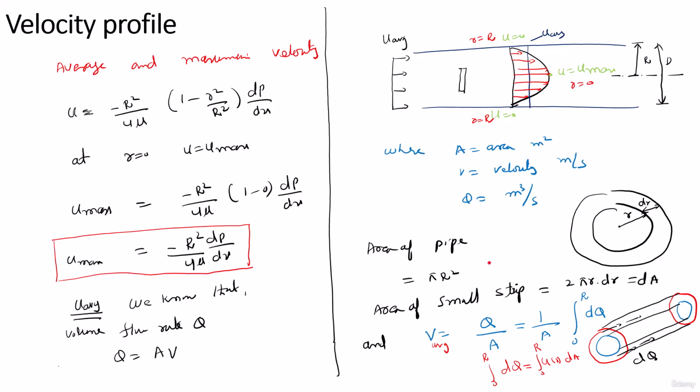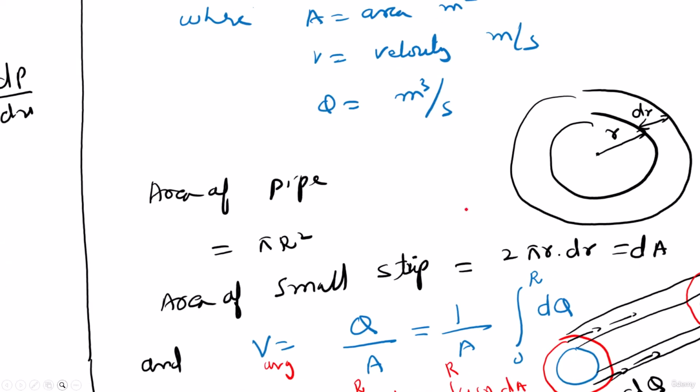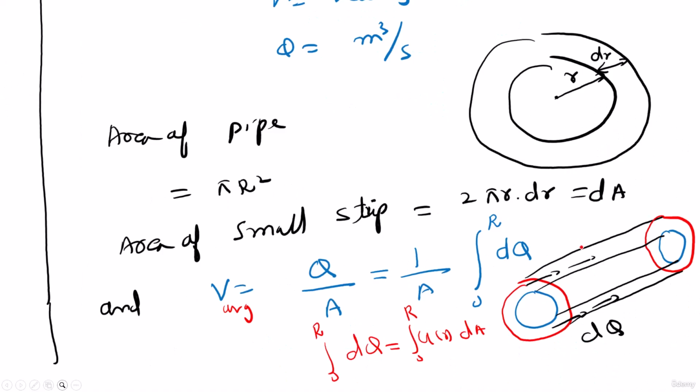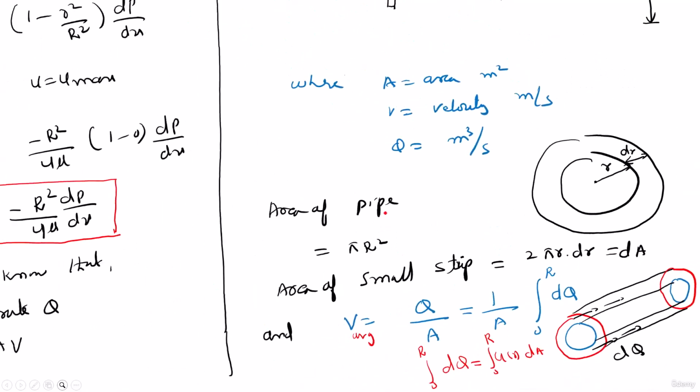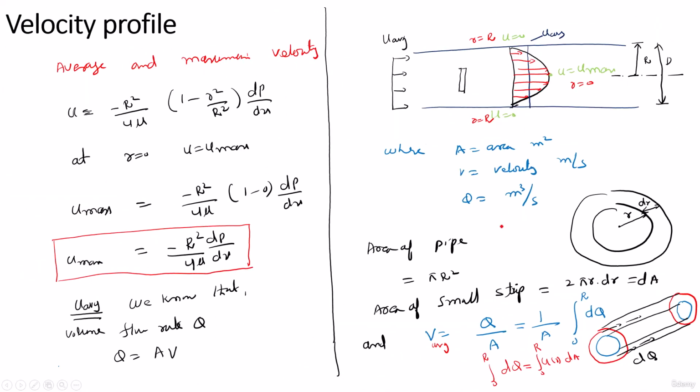And this is like a 3D picture here. I think you can get the idea that we have a tube here, a concentric tube where the flow is going. This is the small element there, okay. So here the area is in meter square, V is the velocity in meter per second, and Q is the volume flow rate, which is meter cube per second.